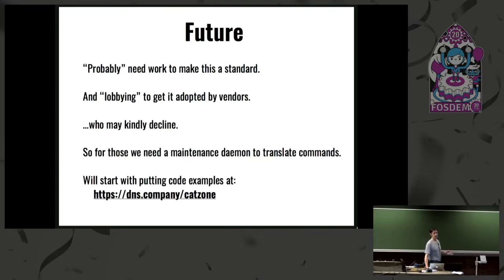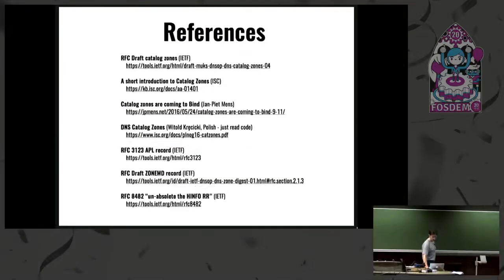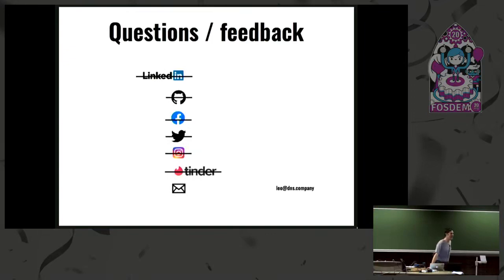So for the ones where it's not supported, I now have to use additional software, and that I don't like so much, of course. So I will put code examples on my website, dns.company/catzone. There's not that much there yet, but I will soon put more stuff there. This is a list of references which contain all the white papers and tutorials. I think you have to read it later on if you're interested. And that's the last slide. Questions? Thank you, Leo.